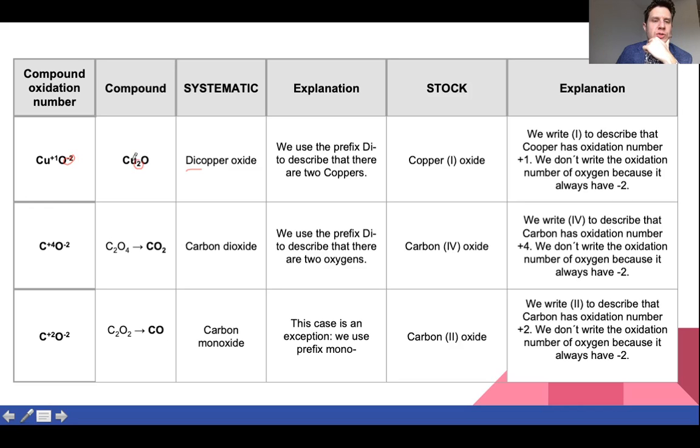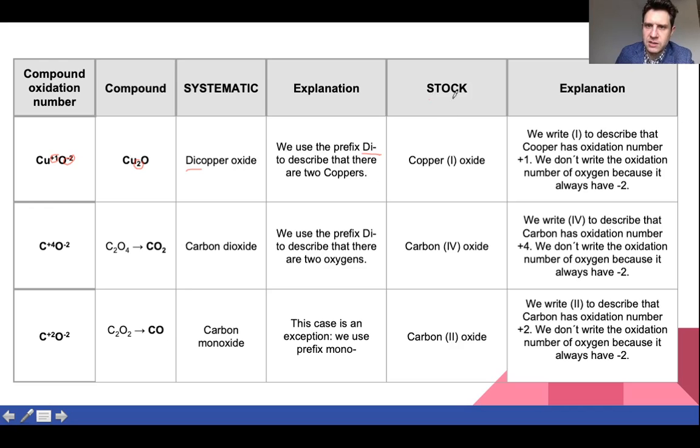Dicopper oxide, because we shift oxidation numbers to balance the compound. So we put 2 coppers that have +1 as an oxidation number, and therefore we're going to have di- to describe that there are 2 coppers. Okay, 2 coppers and 1 oxygen. We don't need to use mono, as we said.